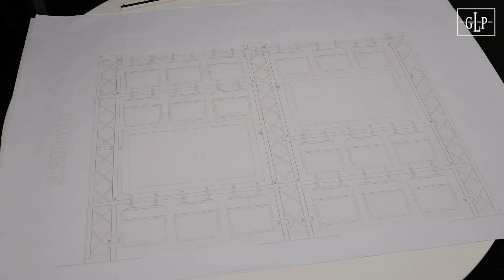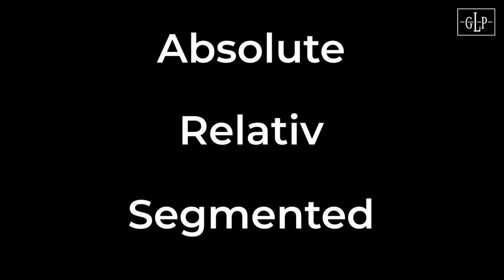Next, we define the unit we want to work in. This can be absolute for pixel perfect canvas and device positioning, relative for pixel perfect canvas and relative device positioning, or segmented for a device segmented canvas with device positioning in columns and rows. In our example, we choose Canvas Unit Absolute.